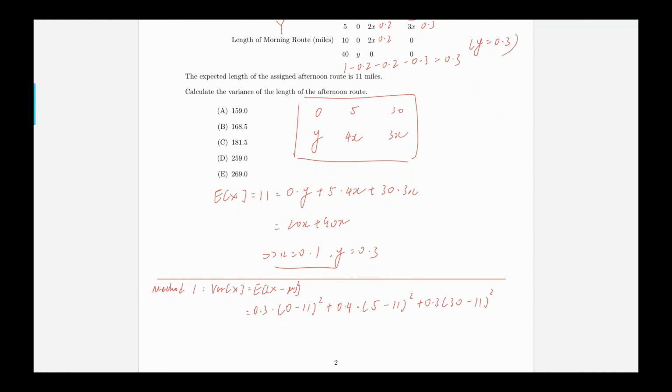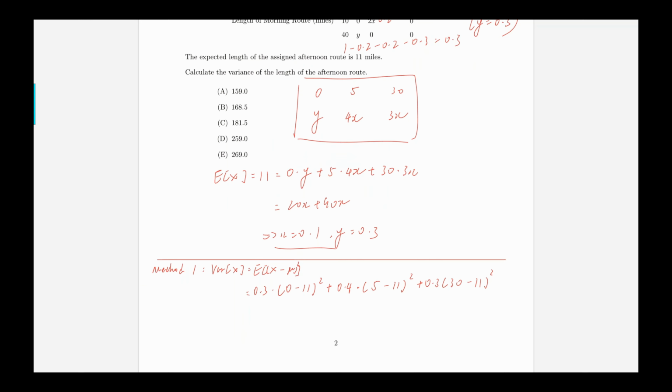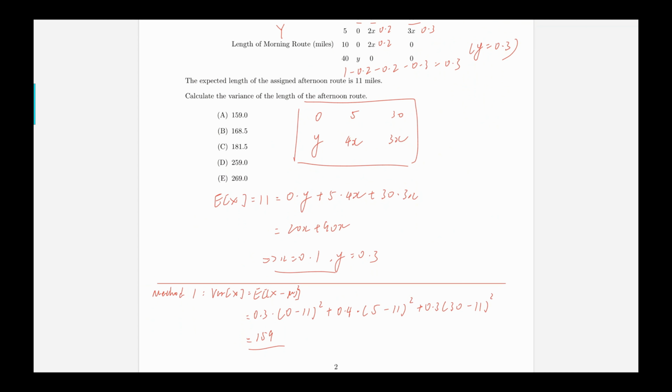Okay, so let's go ahead and use a calculator to find the value. Let me take out my calculator. Okay, so I got 159 as the answer. So the correct answer should be A.